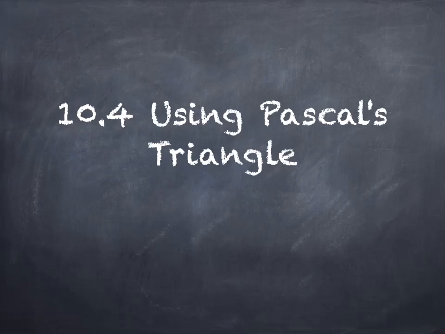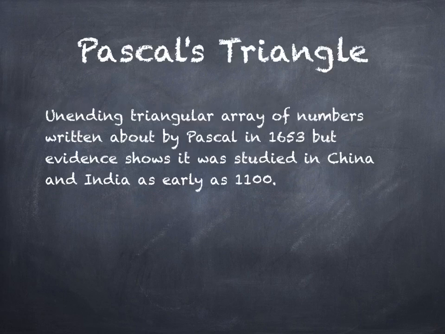All right, so we're going to take a look at 10.4 today, which is called Pascal's triangle. And I want to first talk about what Pascal's triangle is. This is an unending triangular array of numbers written by a mathematician named Pascal, 1653. But there's evidence that shows it was studied from China and India as early as 1100. So this is a very old convention, been used for quite a while.